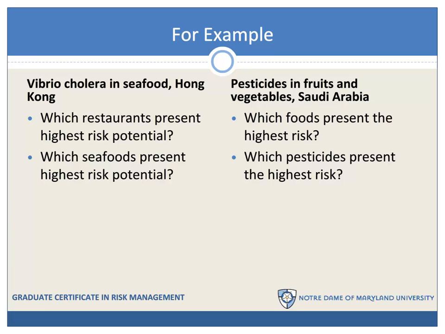Consider these two food safety examples. Vibrio cholera in seafood in the city of Hong Kong. Which restaurants present the highest risk potential? Or which seafoods present the highest risk potential? We could be looking at pesticides in fruits and vegetables in Saudi Arabia and ask which foods present the highest potential risk, or which pesticides present the highest potential risk. The uses for a technique like this are endless.